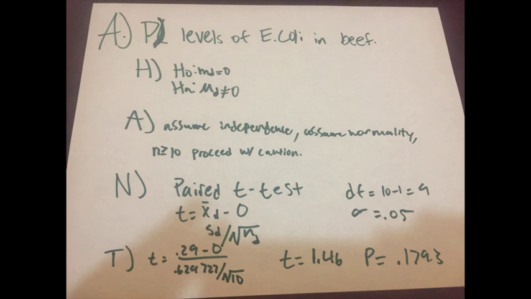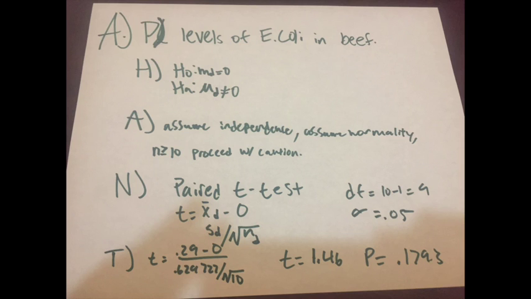Our hypotheses: H0 is mu d is equal to 0, and HA is mu d is not equal to 0. So our assumptions, we can assume independence, assume normality, and n is greater than or equal to 10, so we just have to proceed with caution. Our name is a paired t-test, and t is equal to the mean of d minus 0 over the standard deviation over the square root of n d. So then you need to find our degrees of freedom, and that's 10 minus 1 is equal to 9. And so our alpha value is equal to 0.05.